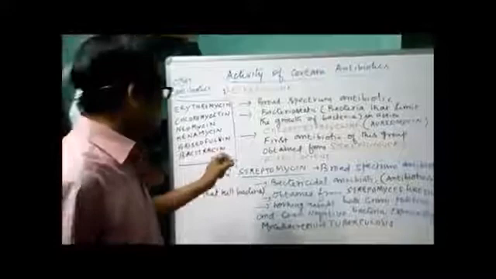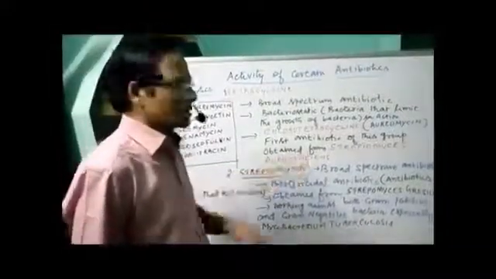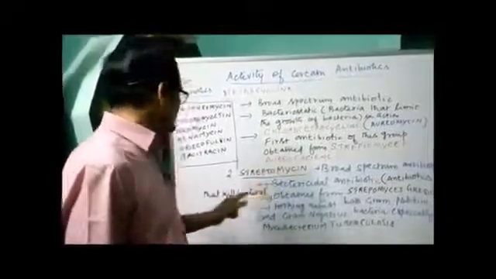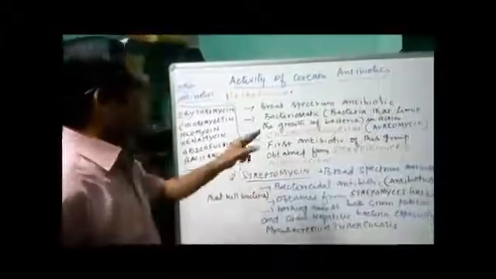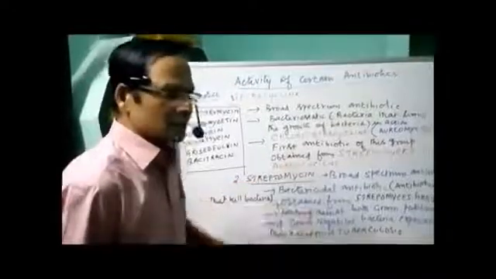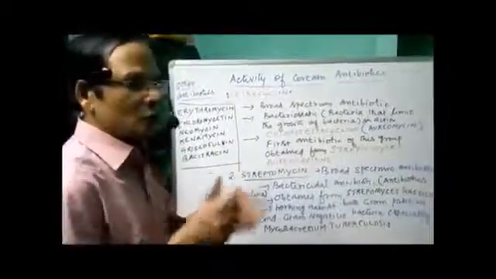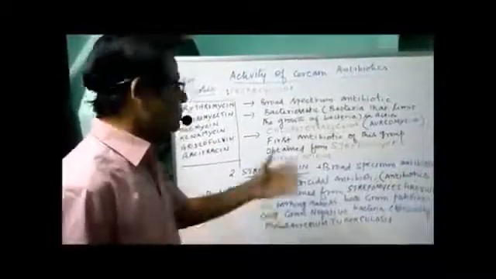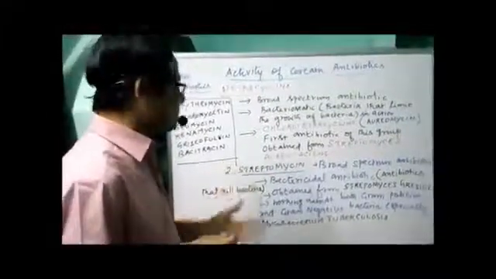Now, the next one, streptomycin. We know it was discovered by Selman Waxman. It is a broad spectrum antibiotic. It is a bactericidal antibiotic. What's the meaning? Antibiotics that kill bacteria, whereas the earlier one just limits the growth of bacteria. It is obtained from Streptomyces griseus, working against both gram-positive and gram-negative bacteria, especially the tuberculosis bacterium, Mycobacterium tuberculosis. That's about streptomycin.